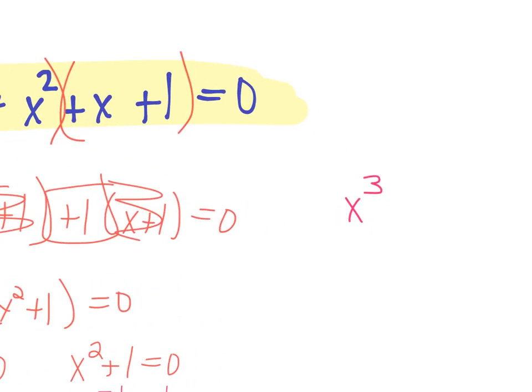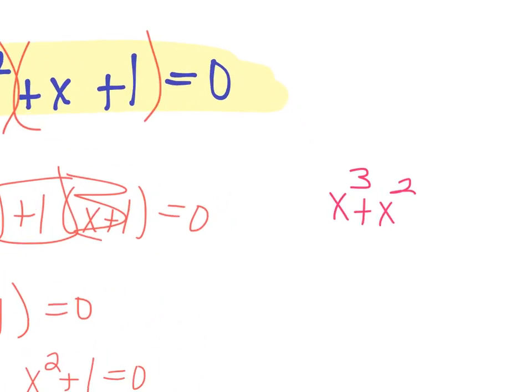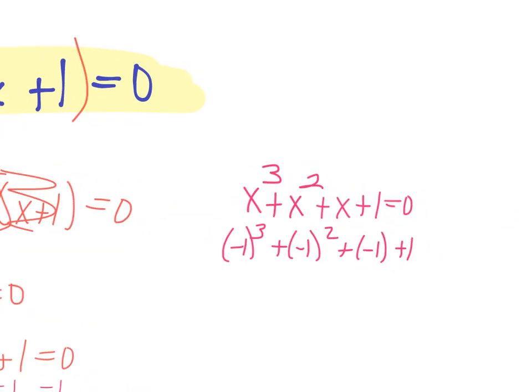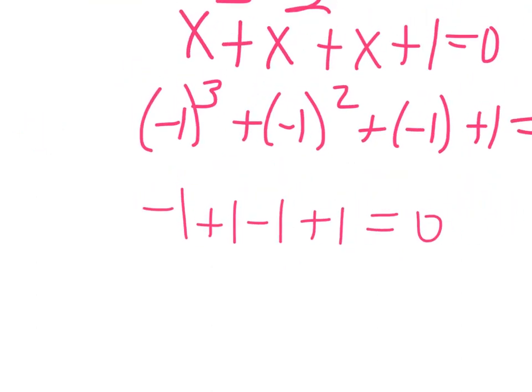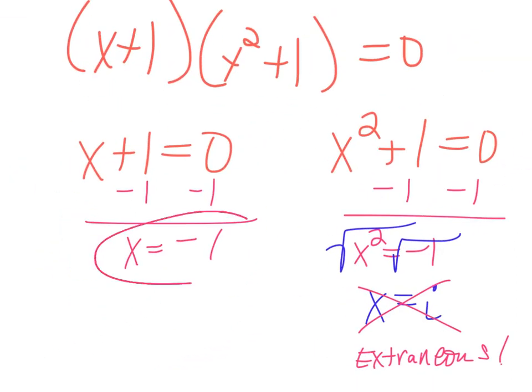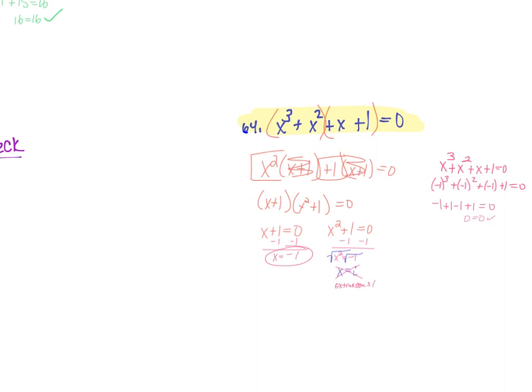X cubed plus x squared plus x plus 1. Does that equal 0? So we said negative 1, correct? That is negative 1. It's a lot of 1s. So negative 1 cubed is negative 1. Negative 1 squared is positive 1. Then I have minus 1 plus 1, right? Correct? So negative 1 plus 1 minus 1 plus 1 is 0. Does 0 equal 0? So then I know that this solution is true. Good.